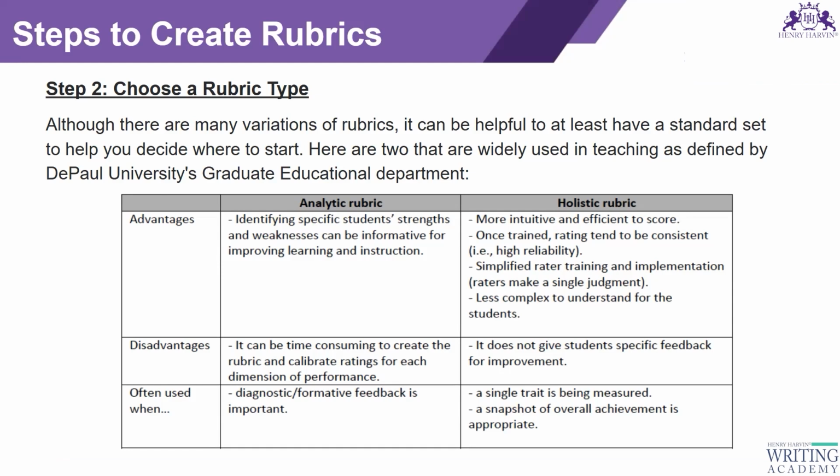Okay, holistic rubric is more intuitive and effective to score. Once trained, rating tend to be consistent, high reliability, simplified rater training and implementation, less complex to understand for the students. Okay, so here it is a simple assessment wherein all of the students are just getting marks, but you are not able to distinguish them whether which student has done good in which criteria. Okay, it's just an overall performance rating.